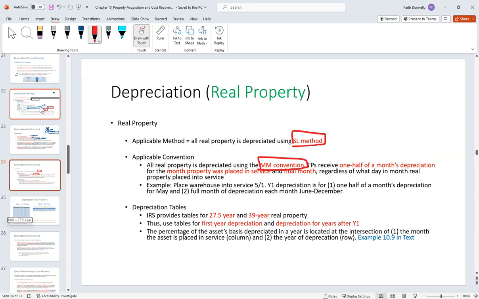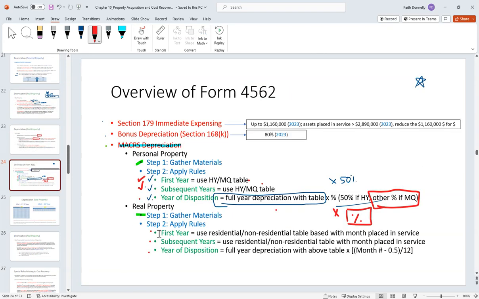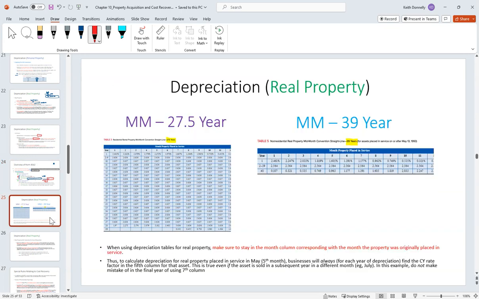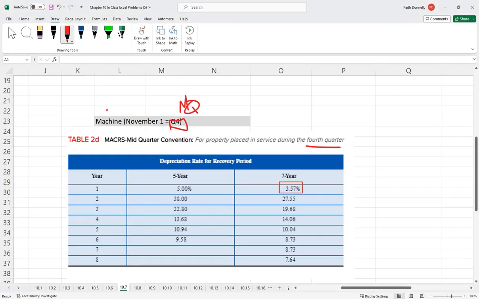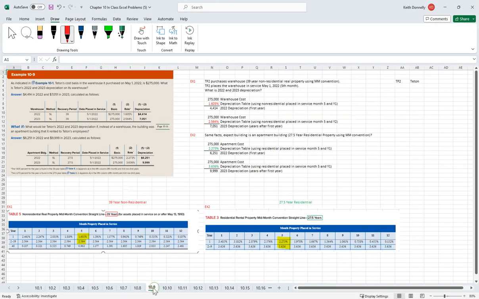So how do we go about calculating it? Because there's 3 things I could test you. What's the first year, the subsequent years, and the year of disposition? The first year and the subsequent years, we just use the table. But again, you got to be able to identify the table. Is this residential property, an apartment? Then you would use this table. Is this a warehouse? Then you would use that table, okay? So you need to be able to identify them. Let's look at an example here, 10.9, 10.10 to kind of build this out, okay?